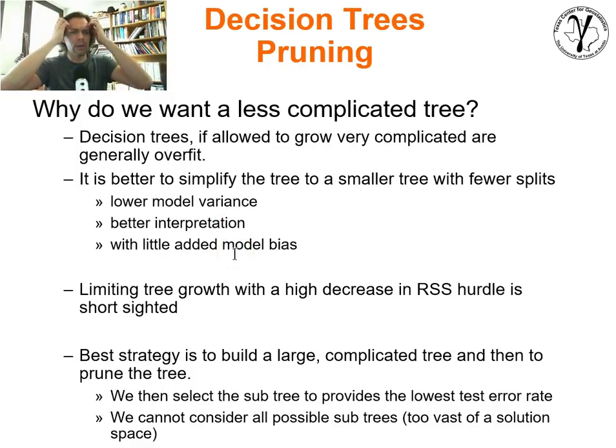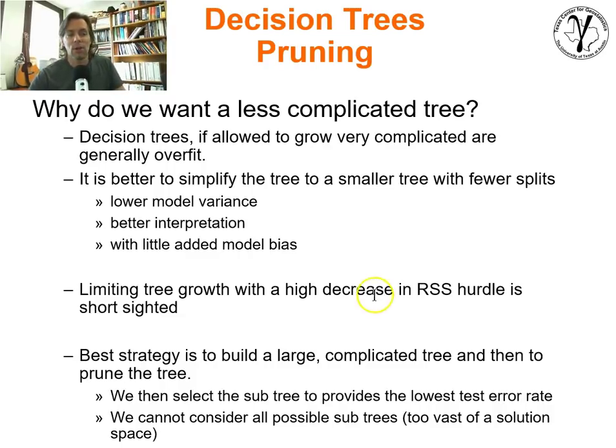Limiting tree growth with a high decrease in RSS required or hurdle can be short-sighted. I mentioned on the previous slide what can happen is you may get stuck at a current step when you could have actually had a better split later on that actually could help you. The best strategy usually is to build a large complicated tree, let it get overgrown, and then prune it.